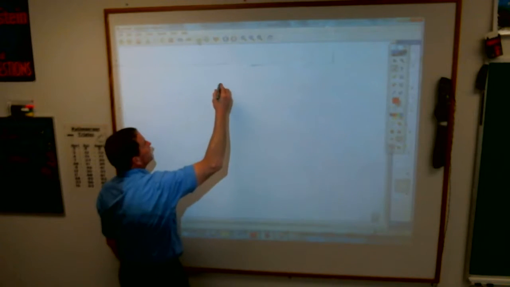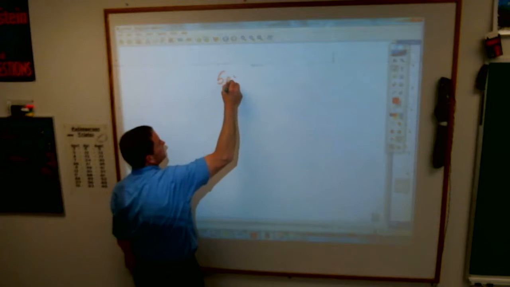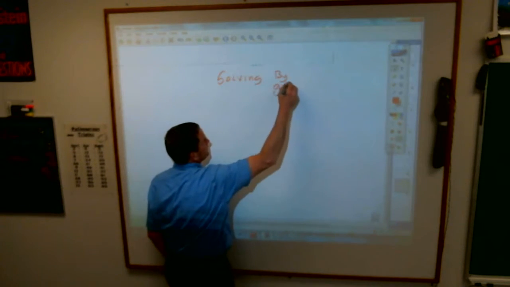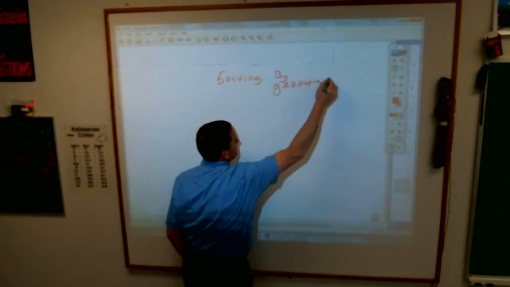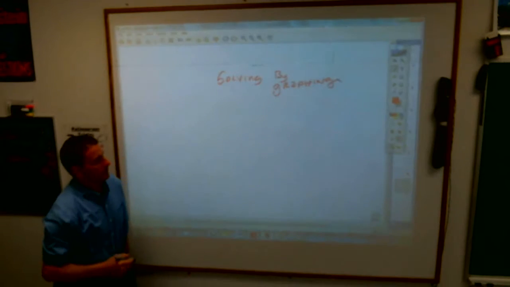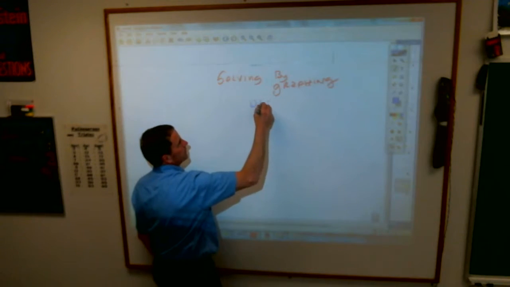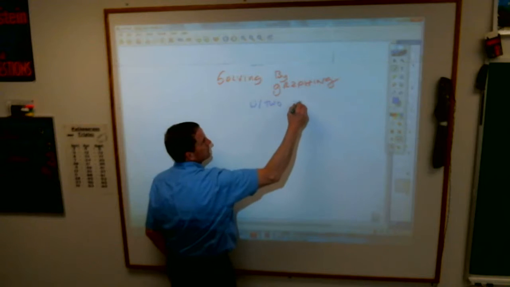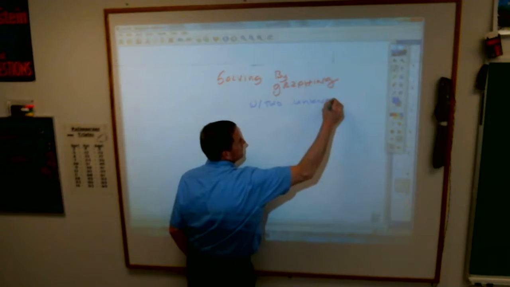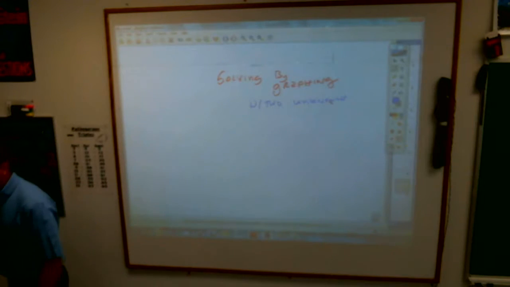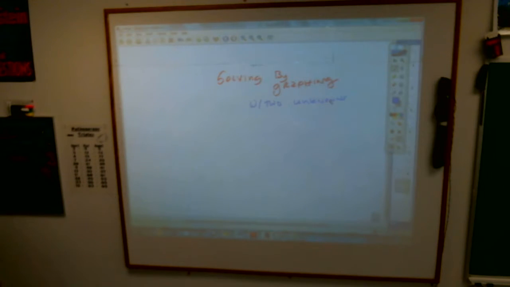If we do so, actually solving by graphing, I guess. I think we've done this before, but this is specifically with two unknowns. Here is, for example, what if you have, write this down, let's do this.